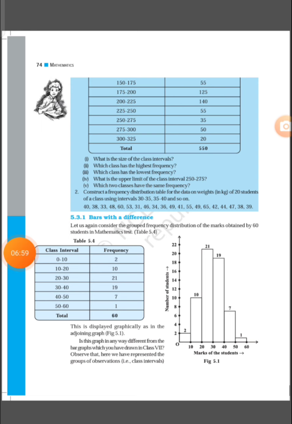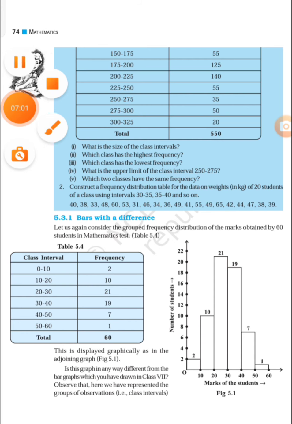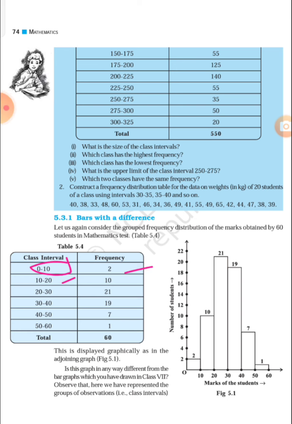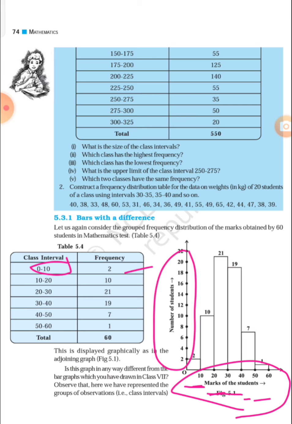Bar graph with a difference is given there. Suppose 0 to 10 has 2, 10 to 20 has 10. These are the given class intervals and frequencies. So how can we construct the bar graph? We take 0 to 10, 10 to 20, 20 to 30, 30 to 40, 50 to 60. On this axis we take the marks of the students, and on this axis we take the number of students who are getting between these marks.